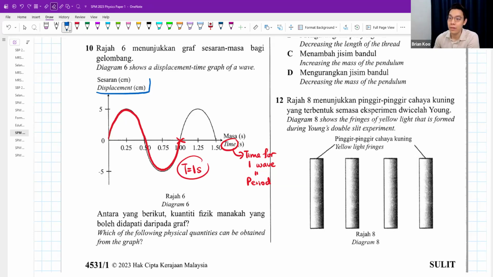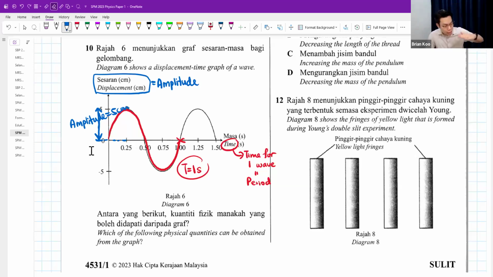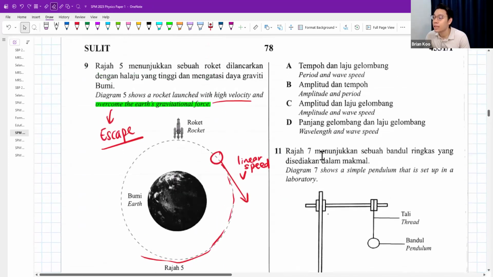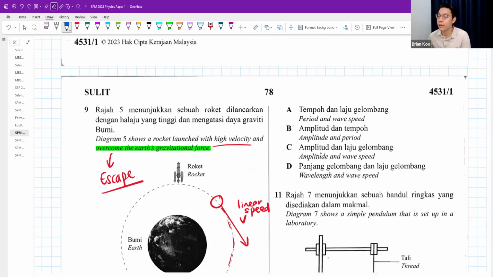Displacement always means you can find the amplitude. The maximum distance from the equilibrium position or from the original position is called amplitude. How high can your graph go? It equals 5 cm. So your wave can go 5 cm up high or 5 cm down low. Okay, answer is amplitude and period.